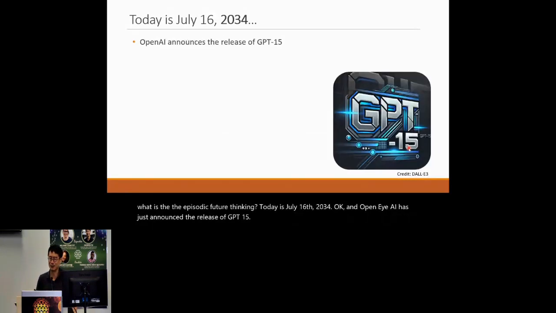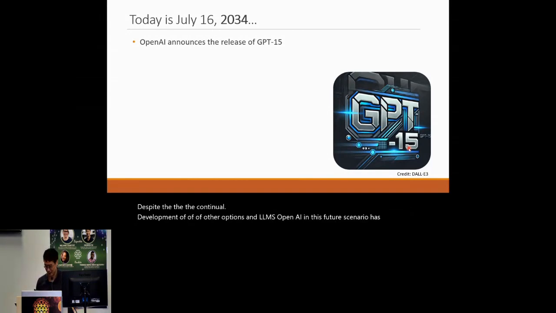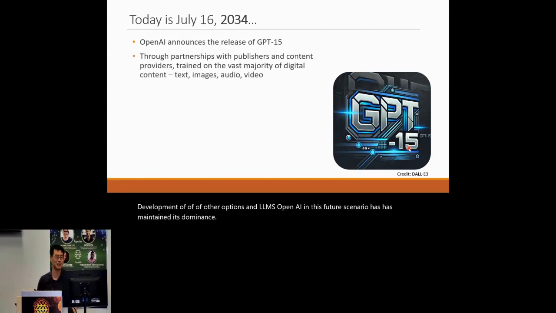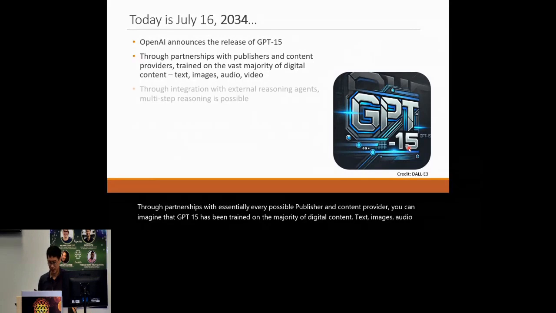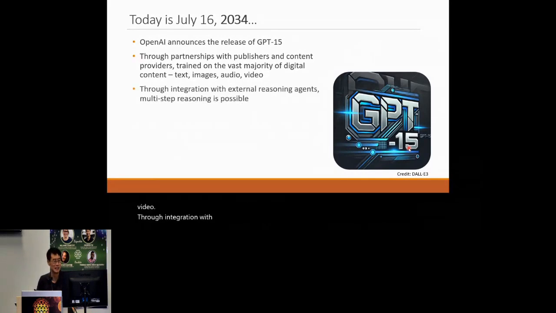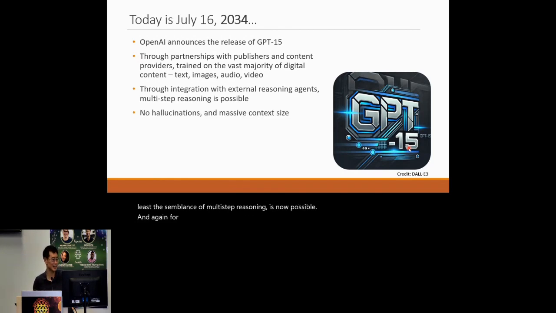Despite the continual development of other options in LLMs, OpenAI in this future scenario has maintained its dominance through partnerships with essentially every possible publisher and content provider. You can imagine that GPT-15 has been trained on the majority of digital content: text, images, audio, video. Through integration with external reasoning-type agents, multi-step reasoning, or at least the semblance of multi-step reasoning, is now possible. And for the most part, we see the elimination of hallucinations and massive context size to look at very large inputs and outputs. Okay, so that's the future scenario we're going to play around with.